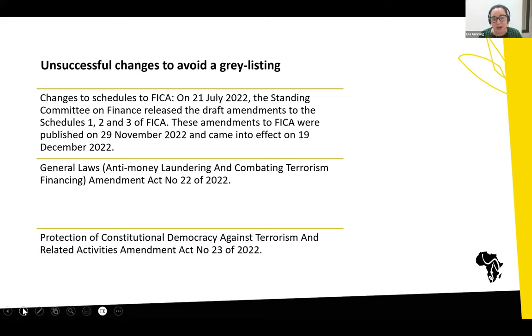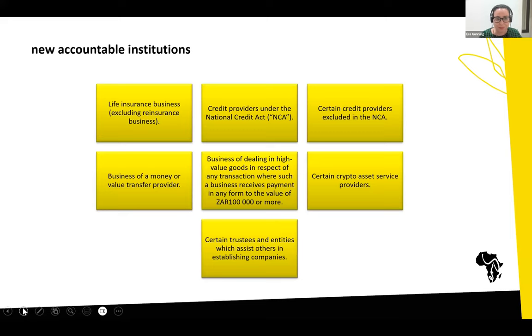Our POCDATARA Amendment Act, which is of course our Anti-Terrorism Act, was also slightly amended in December. So the new accountable institutions that were added to Schedule 1 of FICA are life insurance business. Short-term insurers were going to be included as well, but eventually they weren't included in the final amendments. Credit providers under the National Credit Act, and certain credit providers not under the National Credit Act.